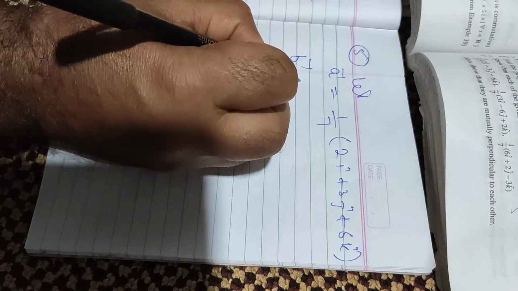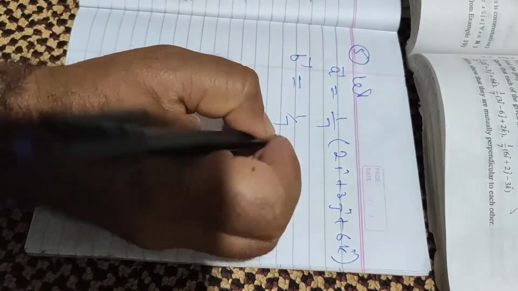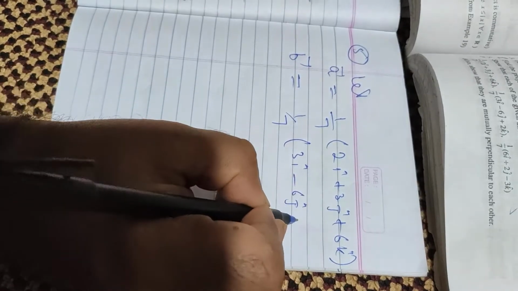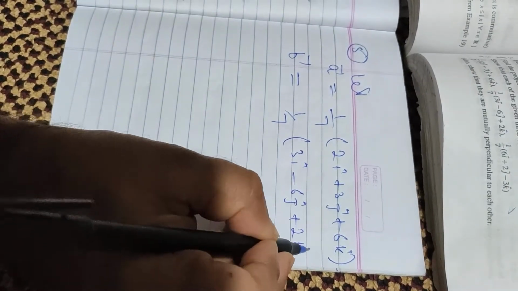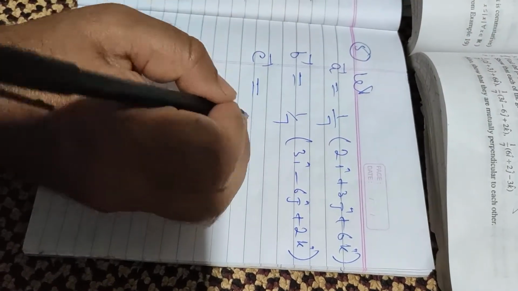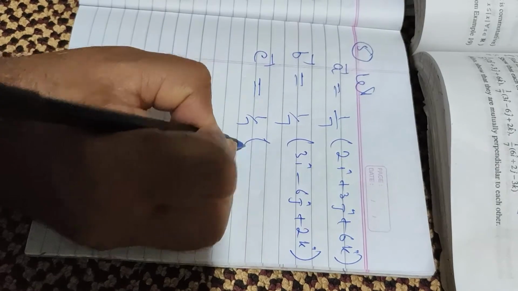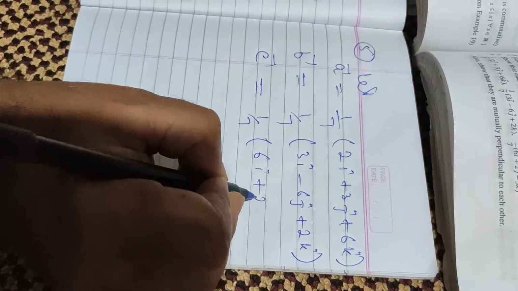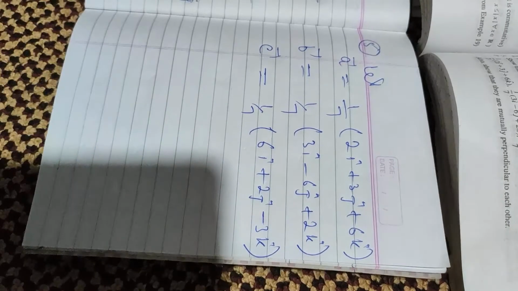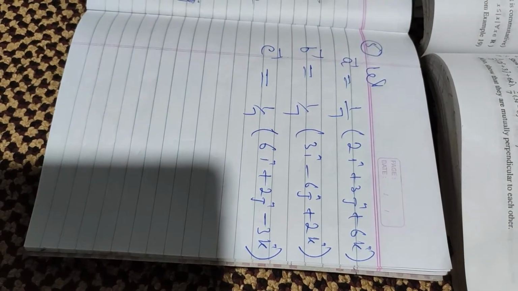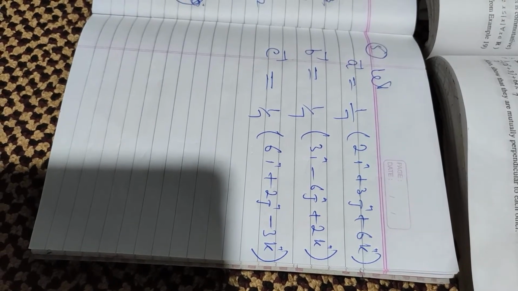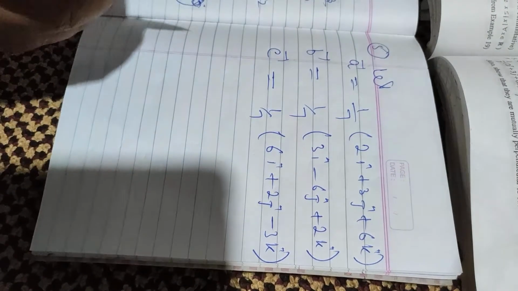b vector is 1/7 (3i - 6j + 2k) vector. c vector is 1/7 (6i + 2j - 3k) vector. These are the three vectors. We have to show that these three vectors are unit vectors, meaning their magnitude is 1.